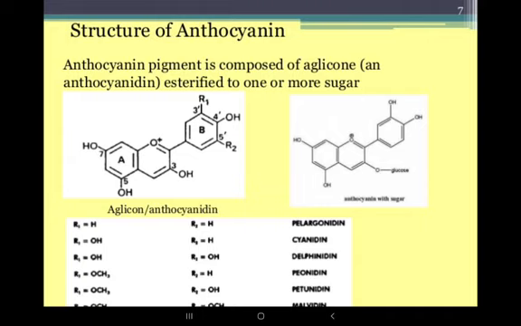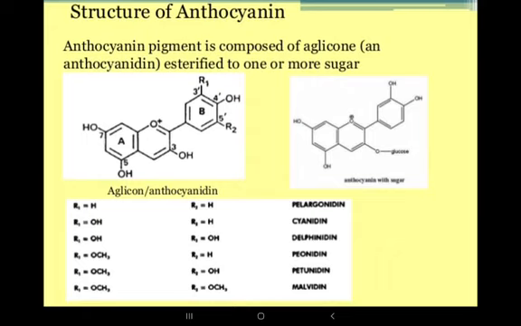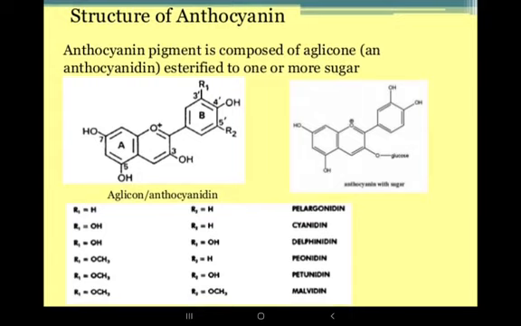For example, in pelargonidin, R1 is hydrogen and R2 is also hydrogen. If it is cyanidin, R1 is OH and R2 is H. In delphinidin, R1 is OH and R2 is OH. In peonidin, R1 is methoxyl and R2 is hydrogen. In petunidin, R1 is methoxyl and R2 is OH. And in malvidin, R1 is methoxyl and R2 is also methoxyl. So depending on the different groups present at R1 and R2, we get the different categories of anthocyanins.